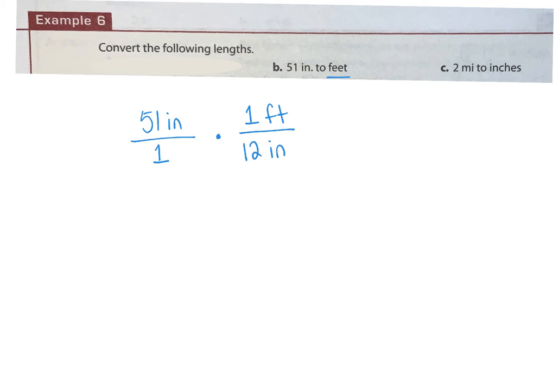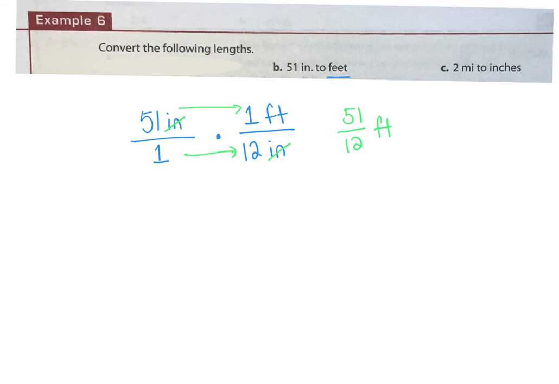All right. Because that's the unit that I'm trying to get rid of. And so you can cross cancel them. I can cancel out my inches and my inches. Right. And now I can just multiply across. 51 times 1 is 51. 1 times 12 is 12, and I have feet.